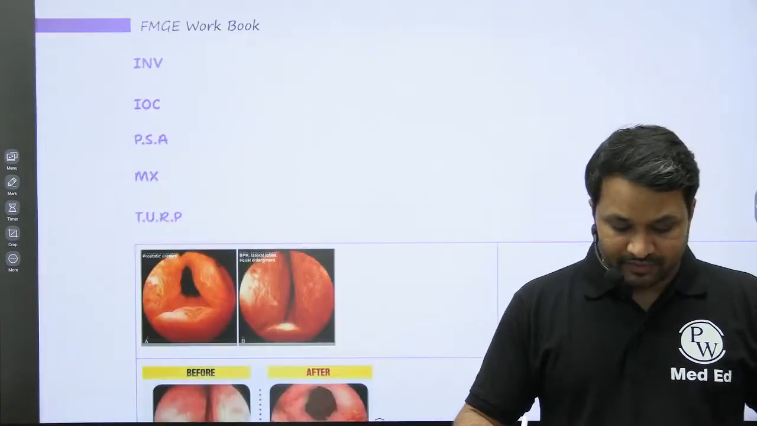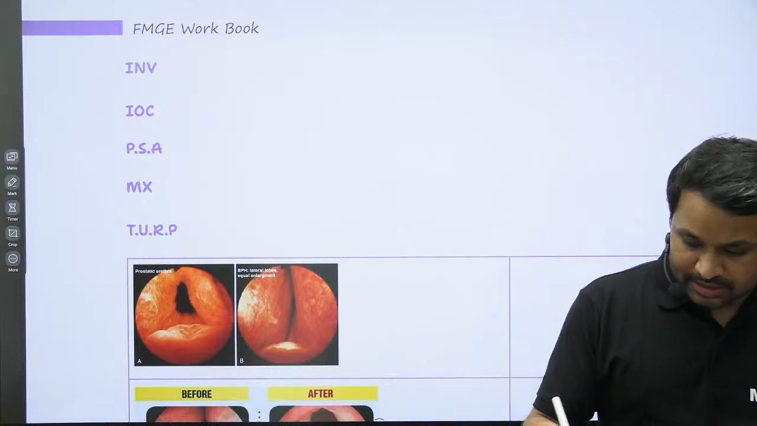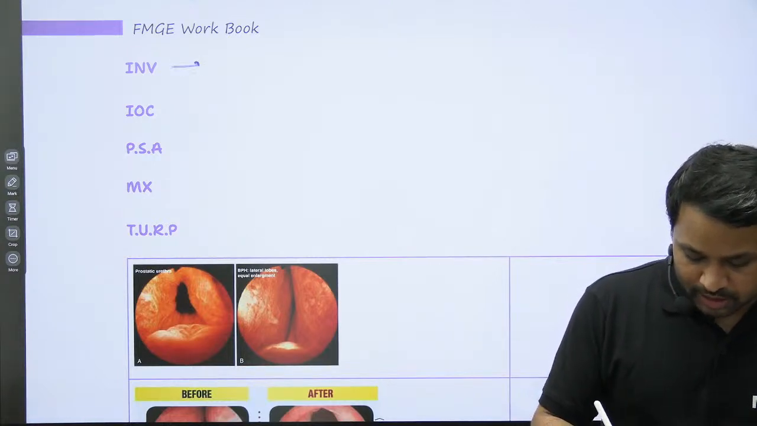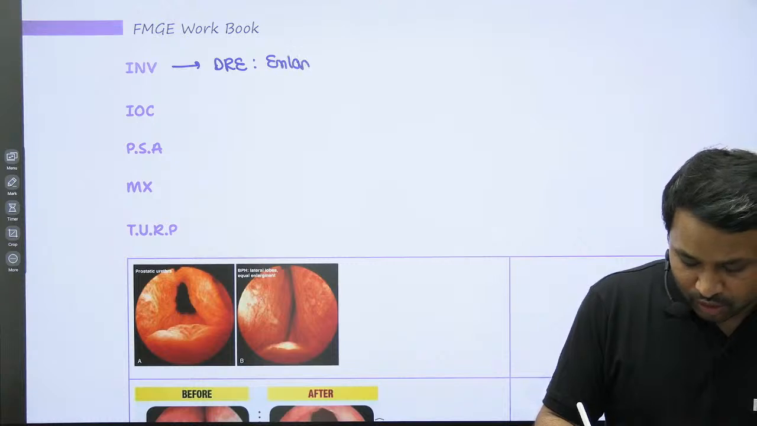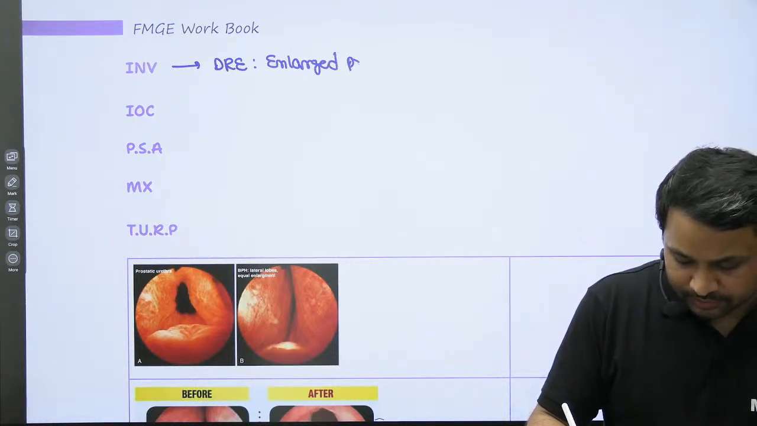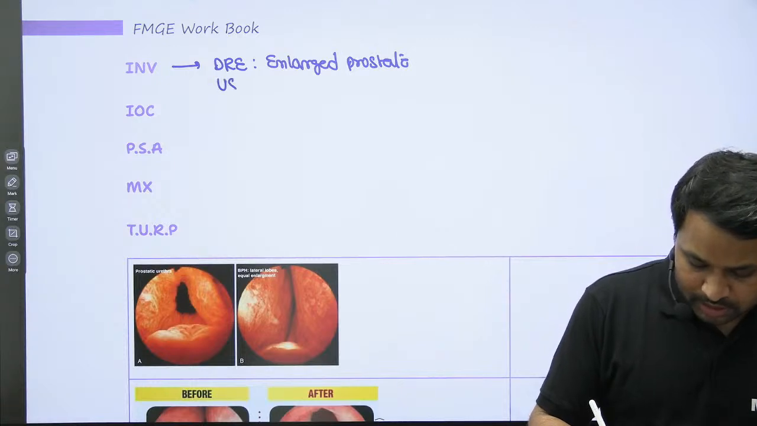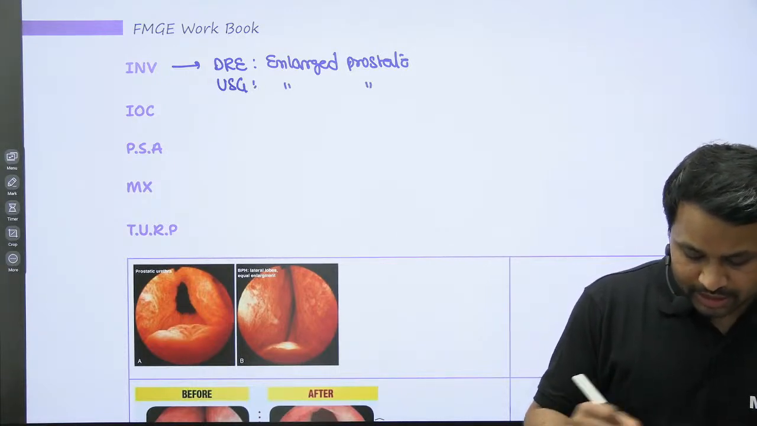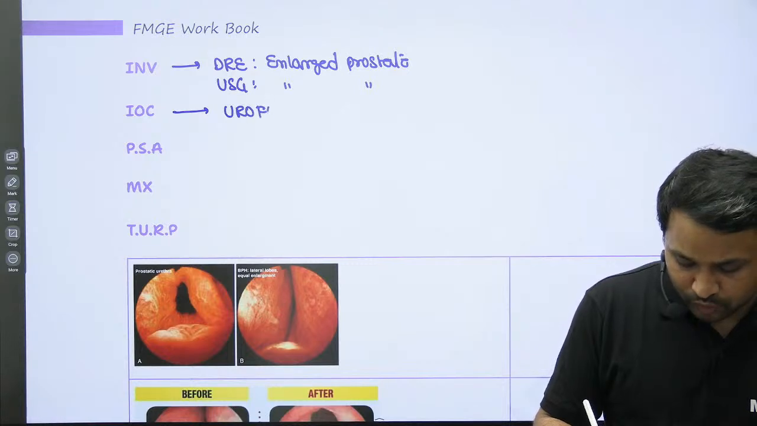So when we talk about the investigations in BPH, what are the investigations that you can do? I can start by doing a digital rectal examination. I will see there is presence of an enlarged prostate gland. You can also do an ultrasound. The ultrasound will also tell you there's an enlarged prostate, but the investigation of choice is going to be uroflowmetry.